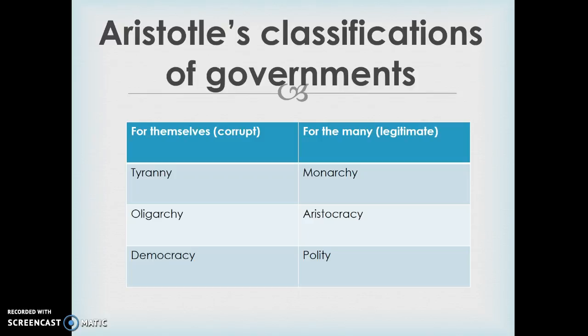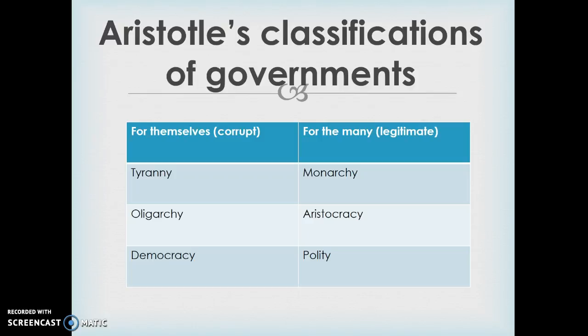We'll start with Aristotle and his classifications of government. He wrote a book in the 6th century called The Republic that classified and defined different types of governments and attempted to explain in what situations they would be best. Now, Aristotle was very critical of what he called corrupt governments, tyrannical governments, oligarchical governments, and democracy, which he saw as easily corruptible through bribes.